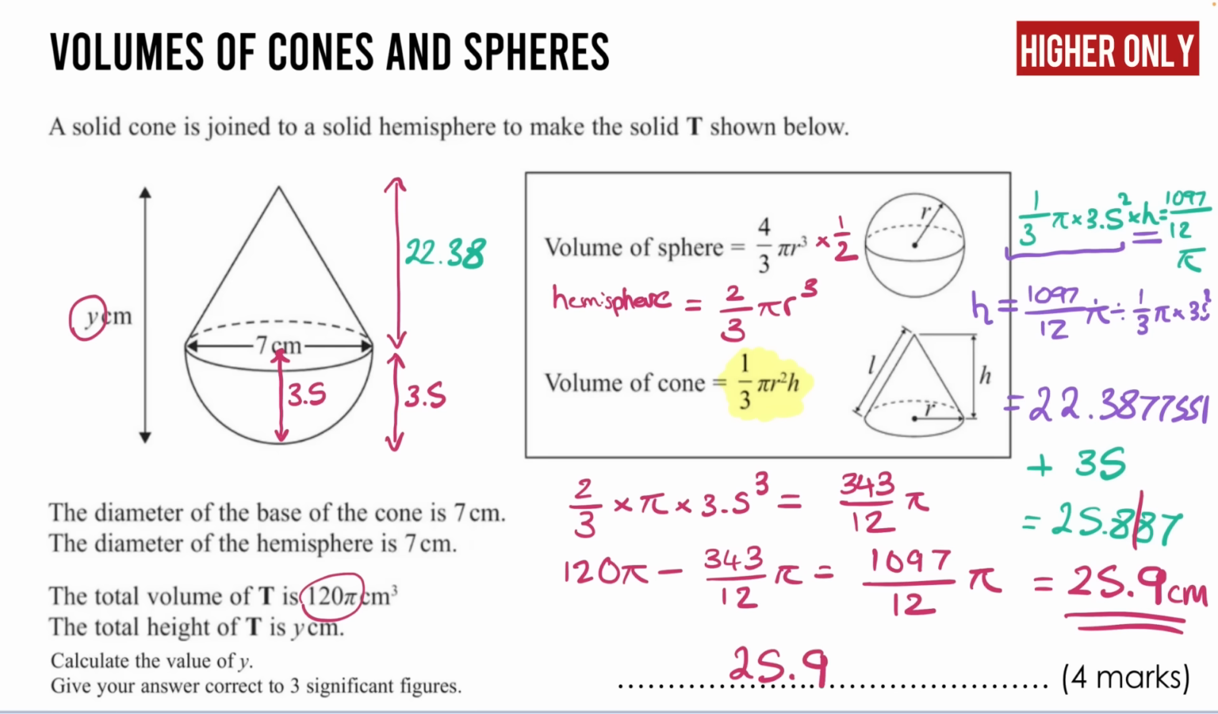25.9. So basically, just using your formulas, we used the formula once, normally, for the sphere, of course only doing half of it though, as it was a hemisphere, and then we had a formula in reverse to find the height of the cone, and this one here wanted the height of the overall shape, so we've added those two together. And there we go, that's a bit of volume of cones and spheres.